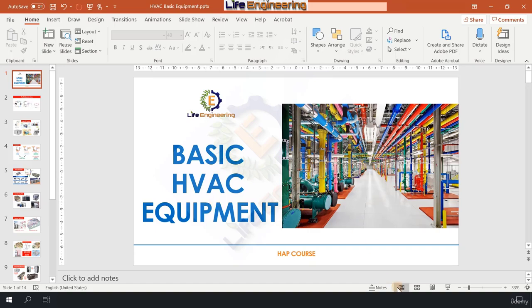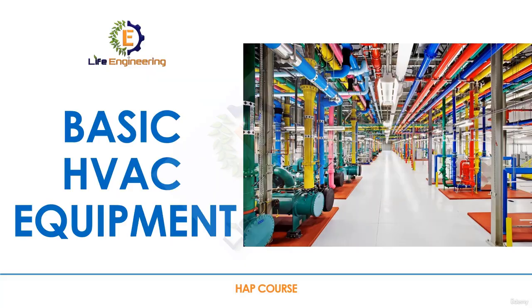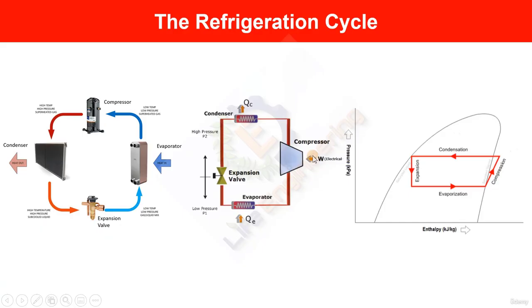Basic HVAC equipment. We have the refrigeration cycle. This is a pH diagram. The refrigeration cycle has 4 components: evaporator, then a compressor, which increases the pressure, then a condenser which rejects the heat, then an expansion device again to reduce the pressure, and back again to the evaporator. Of course, there is a refrigerant passing through this cycle.